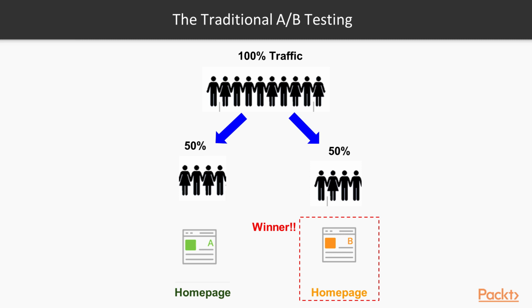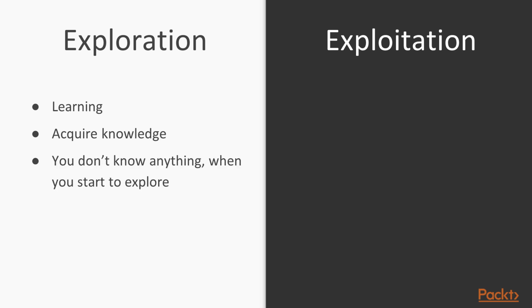Traditional A/B testing can be divided into two phases called exploration and exploitation. First of all, pay attention to the name of the phases: exploration and exploitation. At first glance, they seem to have the same meaning, but actually they don't. I'll try to use my own words to explain it to you. Exploration means that you search over a space in order to learn, acquire knowledge, and figure out more with no information in advance. You don't know anything about a place, concept, or subject when you start to explore them.